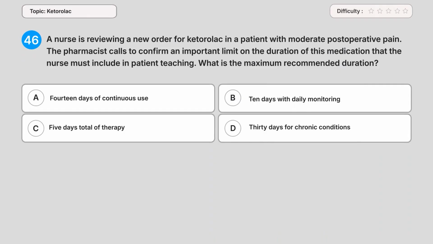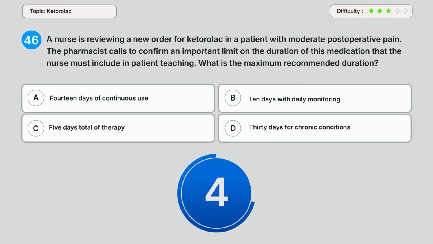Question 46. A nurse is reviewing a new order for ketorolac in a patient with moderate postoperative pain. The pharmacist calls to confirm an important limit on the duration of this medication that the nurse must include in patient teaching. What is the maximum recommended duration? A. 14 days of continuous use. B. 10 days with daily monitoring. C. 5 days total of therapy. D. 30 days for chronic conditions. Do you know the answer?